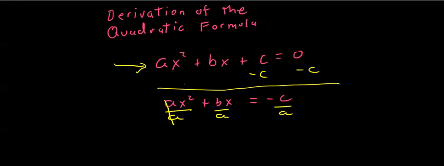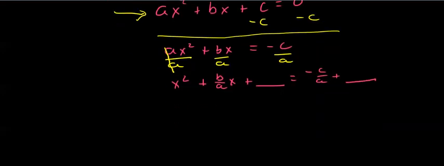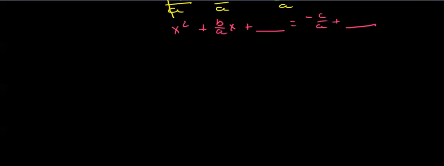All right, so now I end up with x squared plus b over a x plus something equals negative c over a plus something. Now, we do the same thing we did yesterday. We take b over a and we multiply that number by 1/2. So that gives us b over 2a. And then we square it.